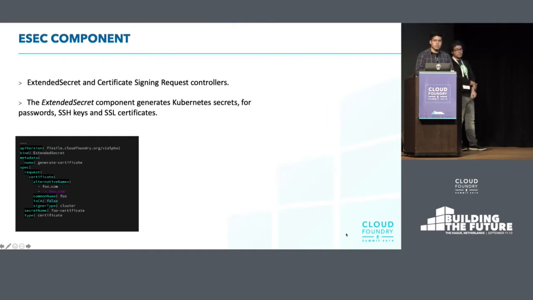This is the extended secret component. And this is a very simple controller because it basically just generates secrets for us. But the nice thing about it is that it will actually get all the variables that you define in your BOSH manifest and convert them to extended secrets. So this set of controllers can generate for you passwords, SSH keys, SSL certificates, cluster certificates, and self-signed certificates.